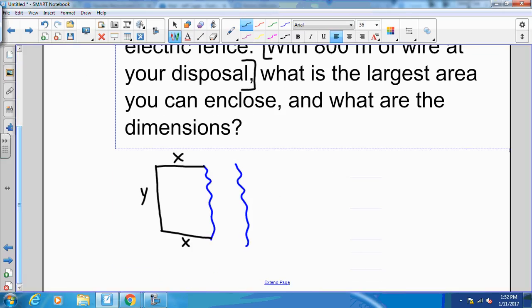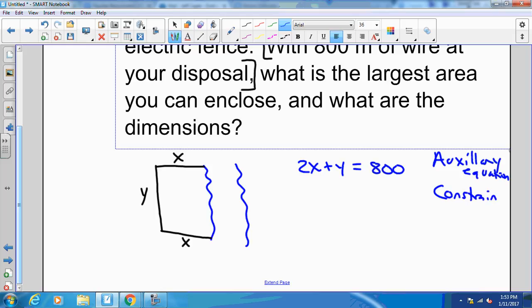And so Mark translates that as 2x plus y has to add up to 800. We call this either an auxiliary equation, from the Latin word auxiliary, help, or we can also call this a constraint, and it is a constraint because it constrains or prevents my x and y from being arbitrary. If I choose a value for x, like say 100, then y has to be 800 minus 2 times x, or say 600, right? So x and y are constrained or related to each other by that equation. So I have come up with an auxiliary equation.